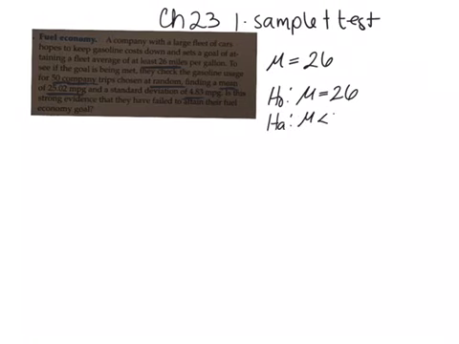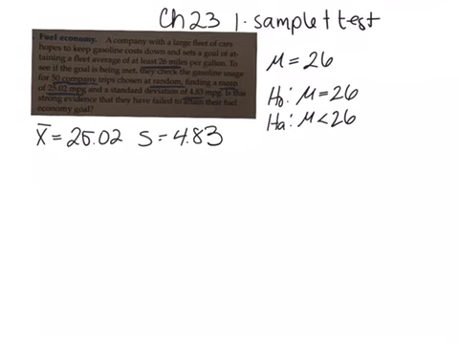So we have the mean that they'd like to reach is 26. Their goal is to be 26 or more, and our question is, are they failing that? So our null hypothesis is that mu is equal to 26, and our alternative is that it's less than 26, because that would mean they failed to meet that goal of being 26 or over. Our sample mean, x bar, is 25.02, and our standard deviation is 4.83. It tells us the 50 cars, so n is 50, are chosen at random.